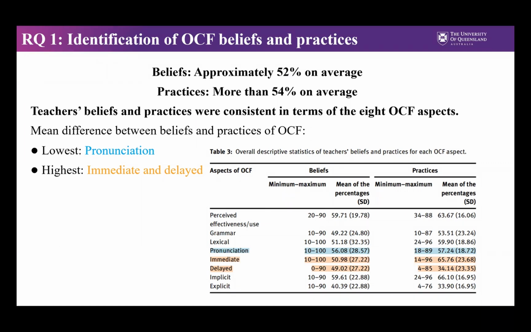In addition, from the dimension of practices, teachers tend to provide immediate and implicit oral corrective feedback for learners' grammatical errors, lexical errors, and errors in pronunciation. As for the consistency, teachers' beliefs and practices were consistent in terms of the 8 OCF aspects, while the highest mean difference happens in the aspects of immediate and delayed feedback, as you can see from the orange index in the table, and on the contrary, the lowest occurs in the section of pronunciation, that is the blue index.